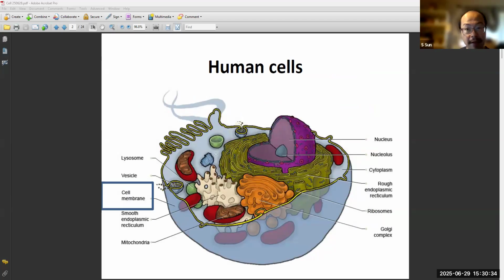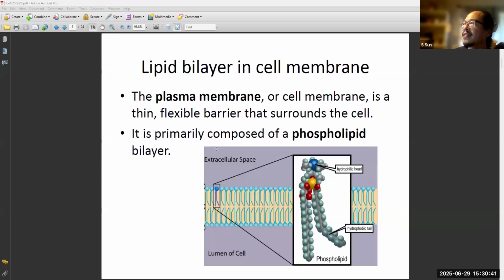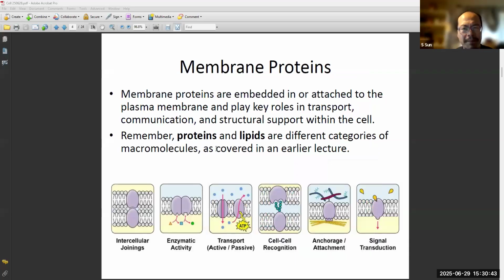So that's the first thing you need to know: the primary component of the cell membrane is lipid. The second thing you need to know is that it's not that boring. It's not just lipid throughout the entire barrier. We have several other things there. One thing we need to know is that in addition to this lipid, we also have protein, and there are different kinds of functions of the protein.